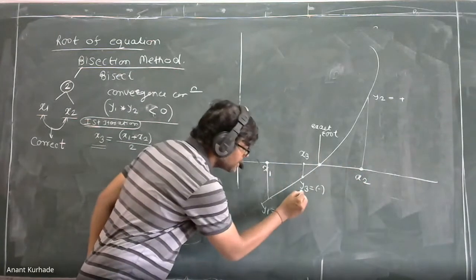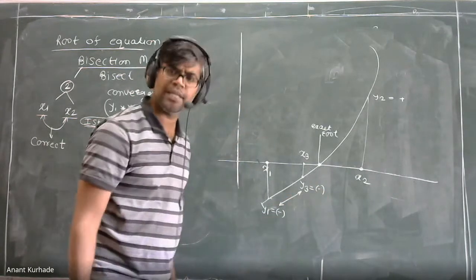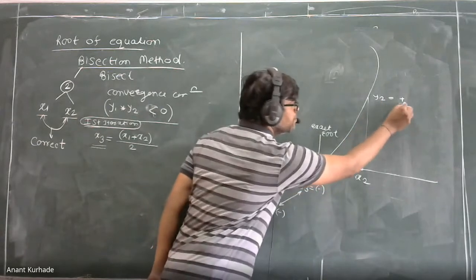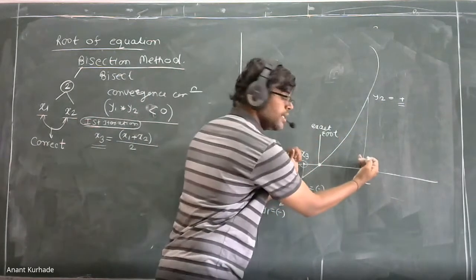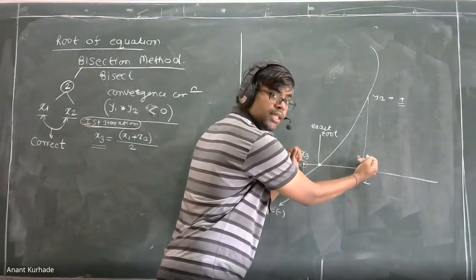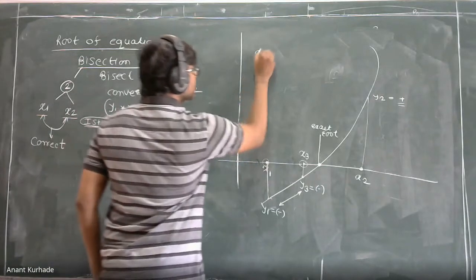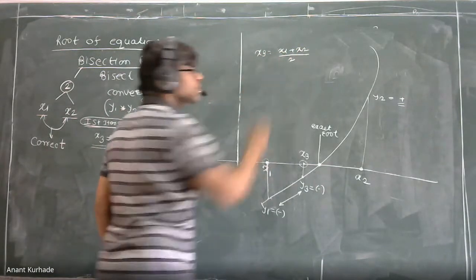That means we have to check its product. y1 into y3 is minus times plus, so you cannot say the root lies between these two. Again check this plus and minus. We can say this is minus, so the root lies between these two. But we have one standard formula, that is x3 is equal to x1 plus x2 by 2. So it is not like that.